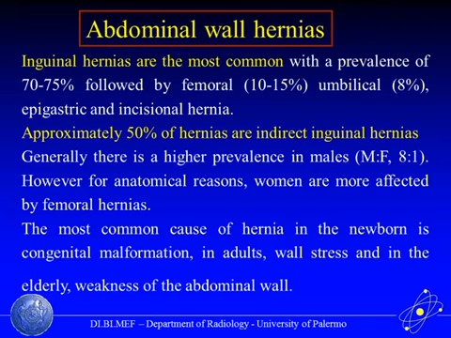Inguinal hernias are the most common, with a prevalence of about 70–75%, followed by femoral 10–15%, umbilical 8%, epigastric and incisional hernia. More or less 50% of hernias are indirect inguinal hernias. Generally there is a higher prevalence in males, but for anatomical reasons, women are more affected by femoral hernias. The most common cause of hernia in the newborn is congenital malformation, whereas in adults, wall stress, and in the elderly, weakness of the abdominal wall.